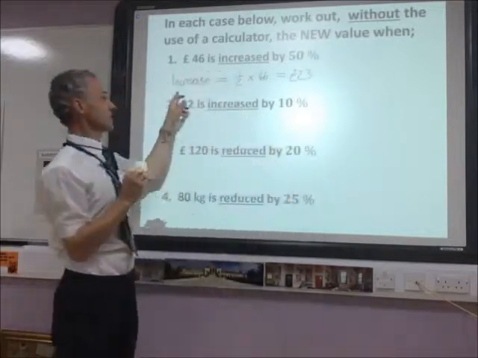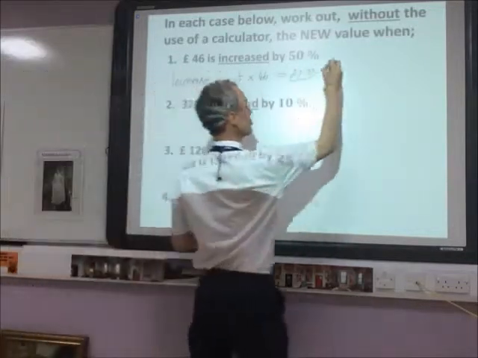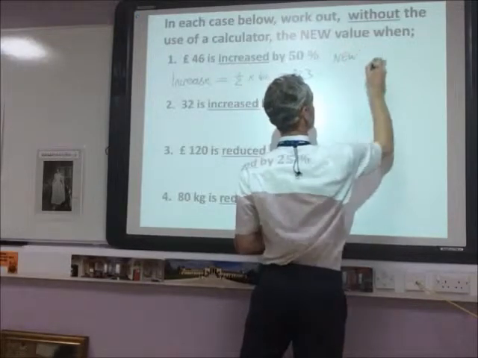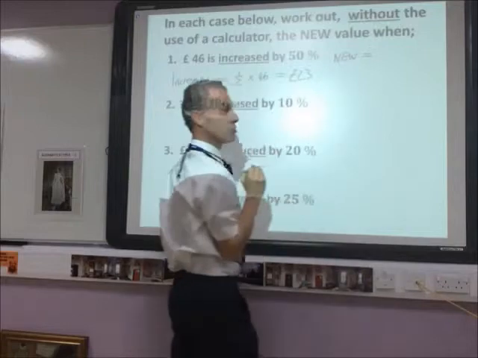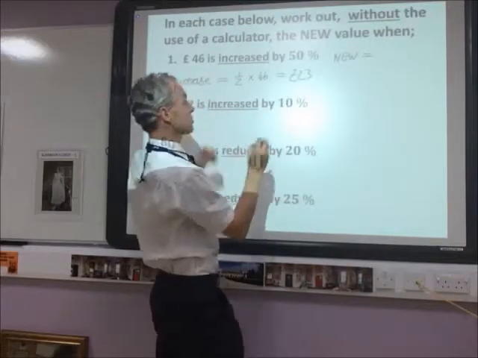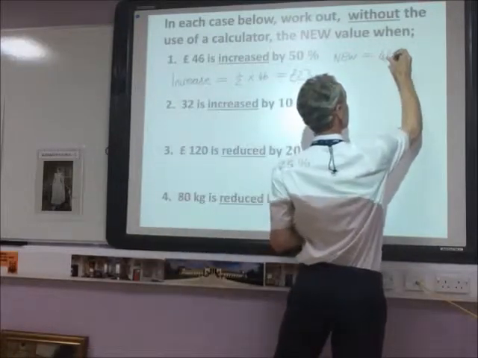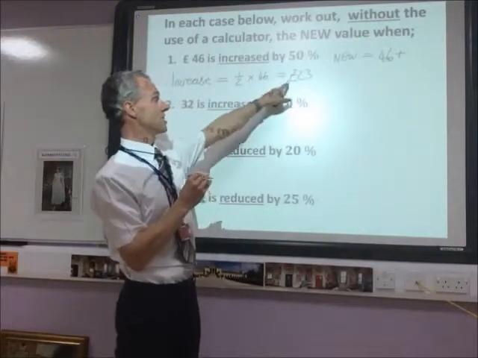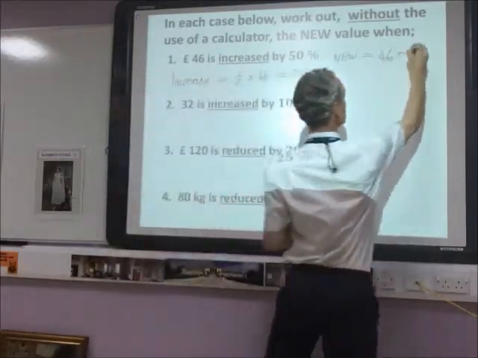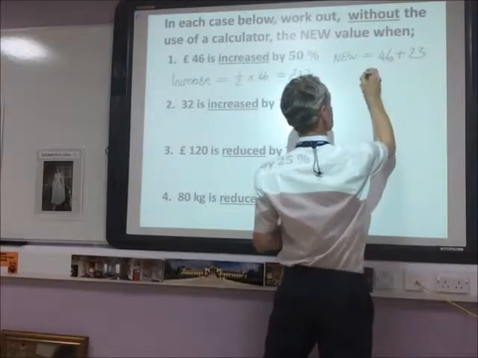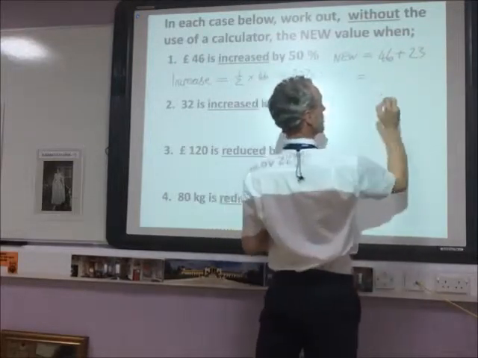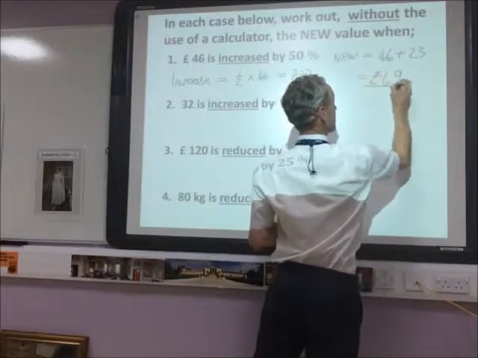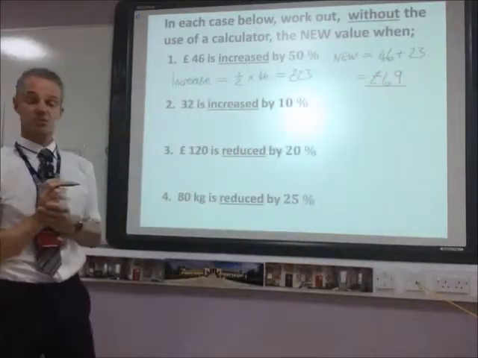But remember, that's only the increase. We're now after the new value. So what I actually want is the new value, and that's going to be what I started with, which is the £46. But I must add on to that how much it's gone up. We've just worked that out, which is £23. So I'm going to add those two together, 46 and 23, which will give me 69. And don't forget units, pound notes, which gives me £69.